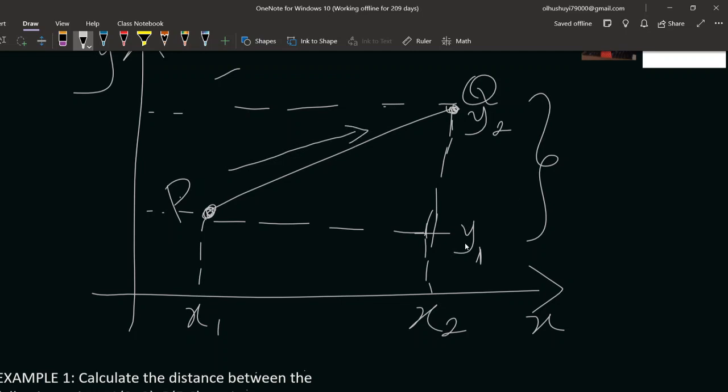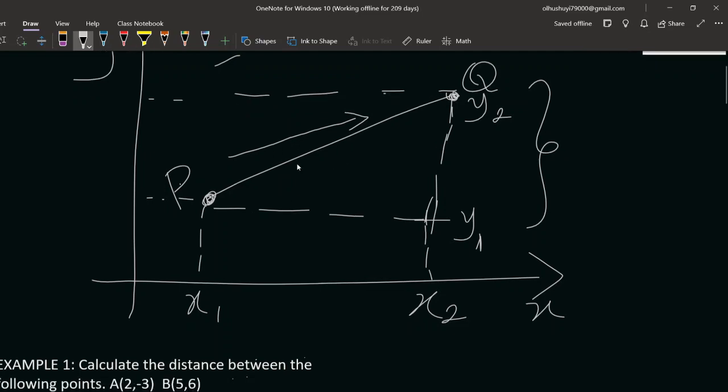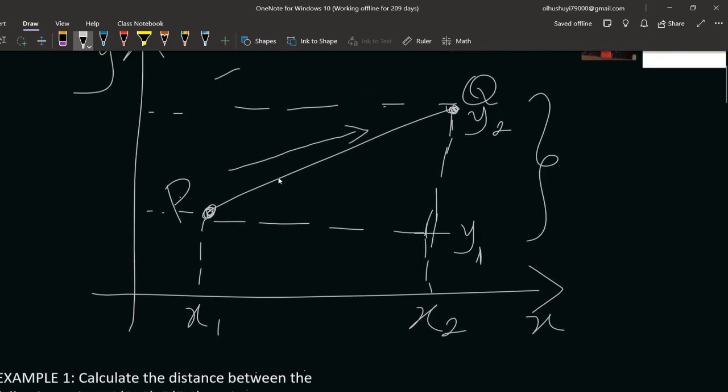Now, the best we can do is to form a triangle from this distance. Look at this triangular shape here. Then trace it to the x-axis. This is your x2, this is your x1, this is your y1, this is your y2. From there, you can see it is already a triangular shape. With the help of Pythagoras theorem, we can get this distance PQ.